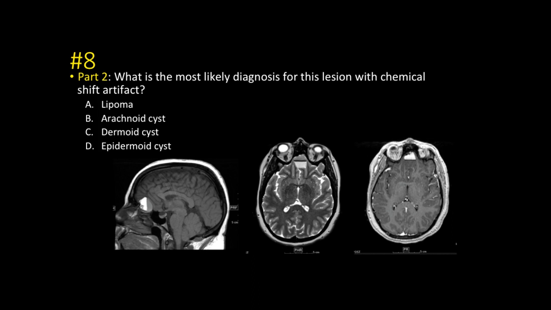What is the most likely diagnosis for this lesion with chemical shift artifact? Well, it's a dermoid cyst. It's midline, extraaxial. It has the fat fluid level with the signal dropout, the band of signal dropout between the fat and the fluid. Type 1 chemical shift artifact.